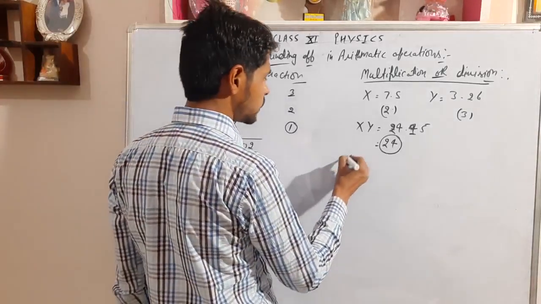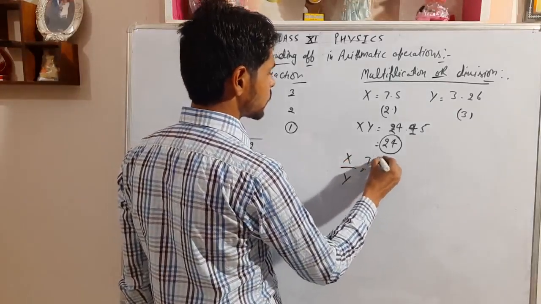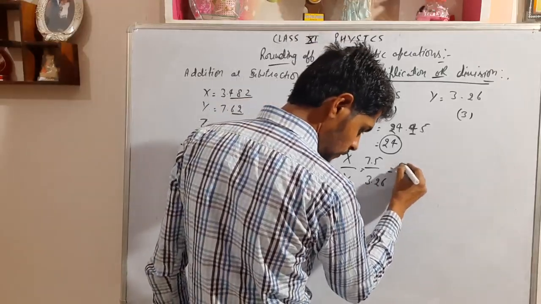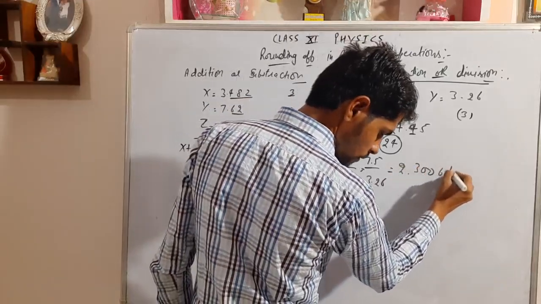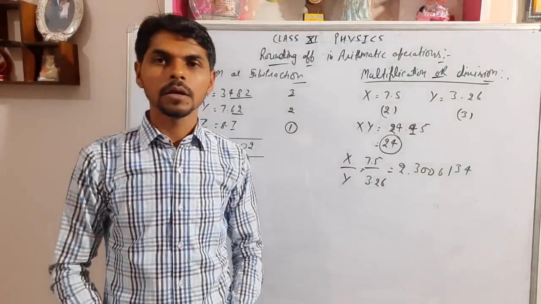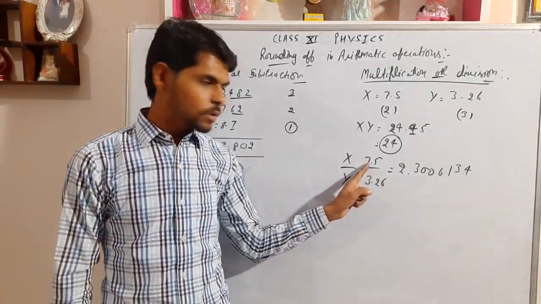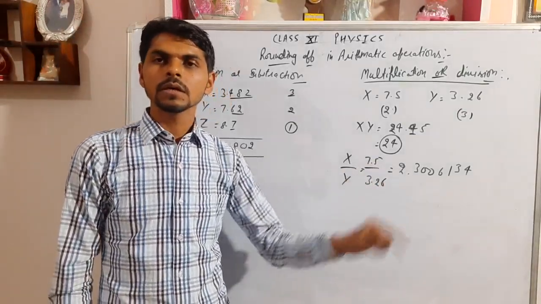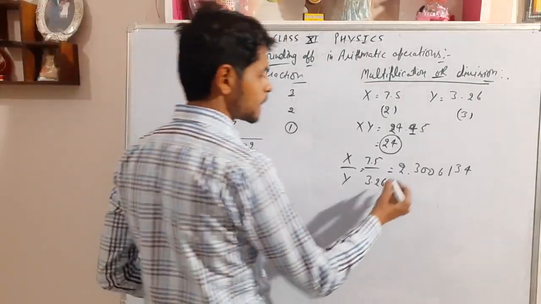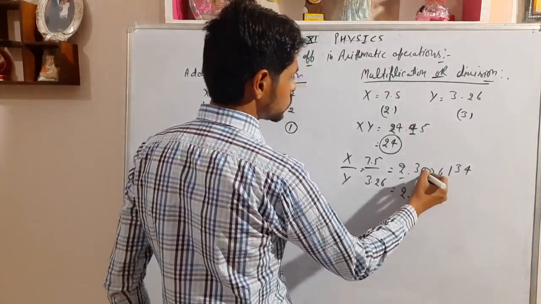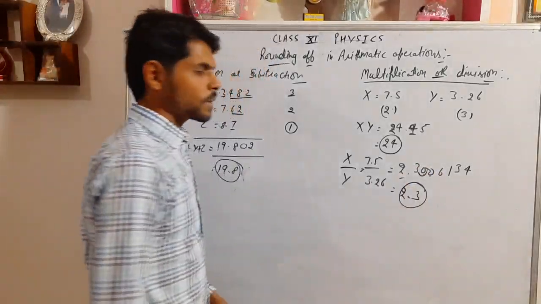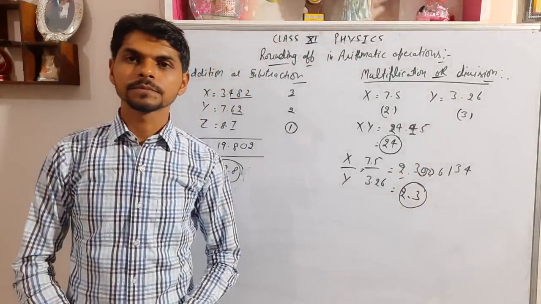Now if we are dividing these terms, 7.5 and 3.26, the answer is 2.3006134. This is the answer on dividing 7.5 by 3.26. The least number of significant figures is 2, this has 3. So the answer will have only 2 significant figures. So this is the 1, this is the 2. We have to drop 0. Less than 5 will not raise the previous digit by 1. So the answer will be 2.3.